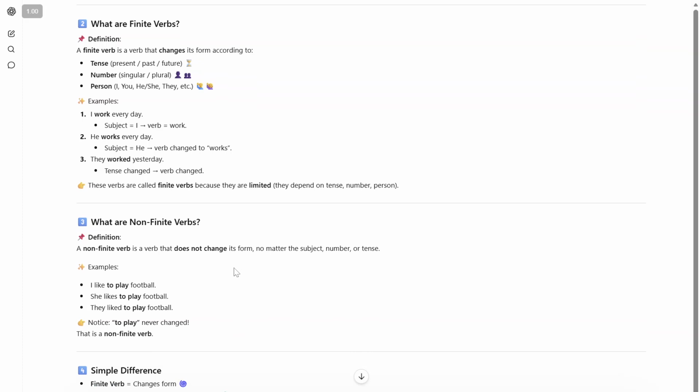2. He works every day. Subject he, verb changed to works. 3. They worked yesterday. Tense changed, verb changed. These verbs are called finite verbs because they are limited. They depend on tense, number, person.